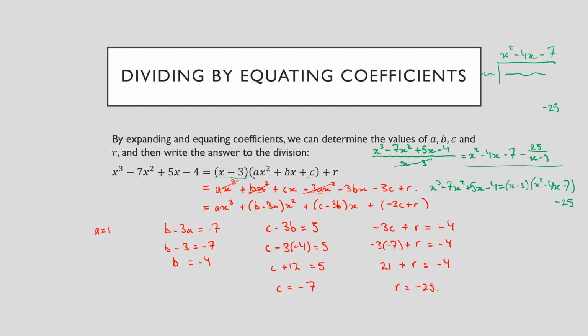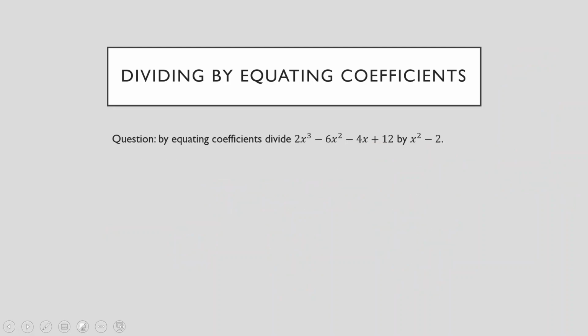X minus 3 times our quadratic that we worked it out to be, minus the remainder, or plus the remainder, but the remainder is negative, so it's minus. Okay, so that's another method we can use to divide without actually dividing. Okay, let's see how we can do that in this example here.